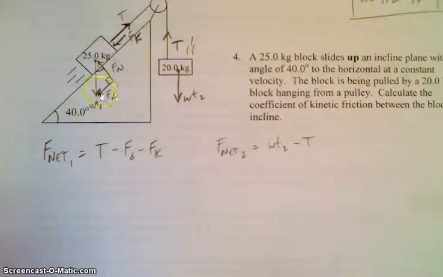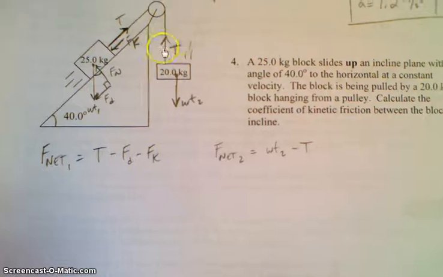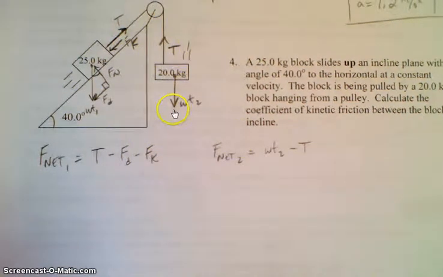minus the forces that are opposing motion. So that would be Fk and Fd, so we subtract both of them off of there. Again, we subtract all the forces that are opposing motion. In this case, the direction of motion is weight 2, and opposing motion would be the tension. So those are our two net forces.